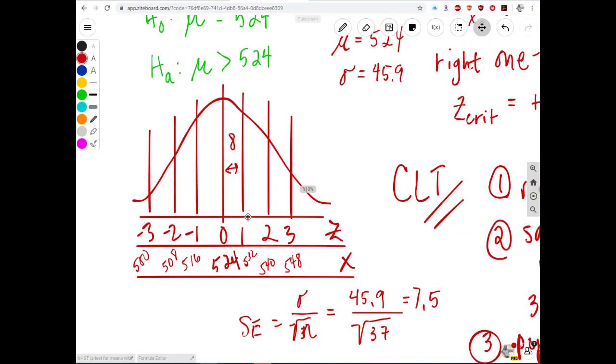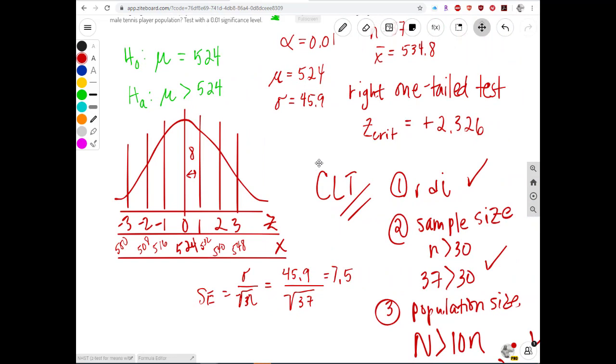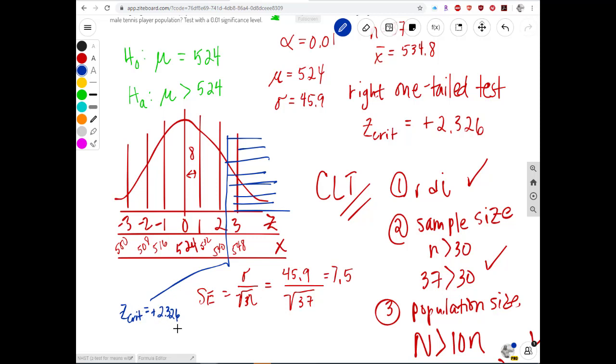Now my ZCrit, we said, was going to be 2.326. So I'm going to do this in blue. My ZCrit was 2.326, which is up here. If I get a Z obtained that is greater than 2.326, I'm going to reject. And if my Z obtained is less than positive 2.326, I'm going to retain. Okay, so that's the prepare phase.